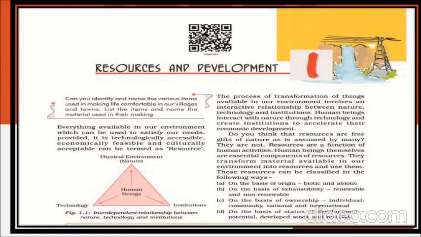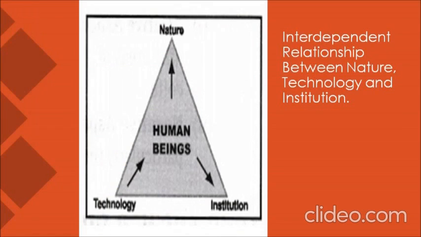It is the most important resource because without them, anything which is available in our environment or surroundings can't be utilized in any way. So if you see the book, in the right side, there is a line written that resources are a function of human activity. So children, human beings themselves are essential components of resources.